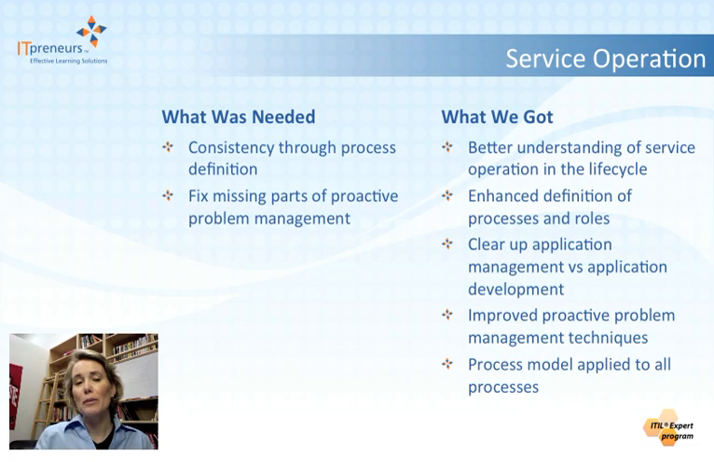Now, from a service operation perspective, we had 5 processes, great, but the 5 processes didn't have the same process model applied to them. So what it meant was we got a lot of definition around incident and problem, but not so much definition around proactive problem management, access, event management, or necessarily request fulfillment. So they fixed all of that.